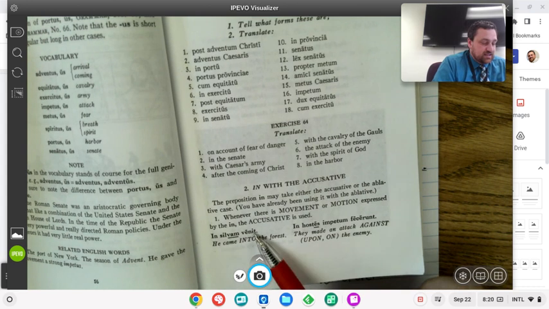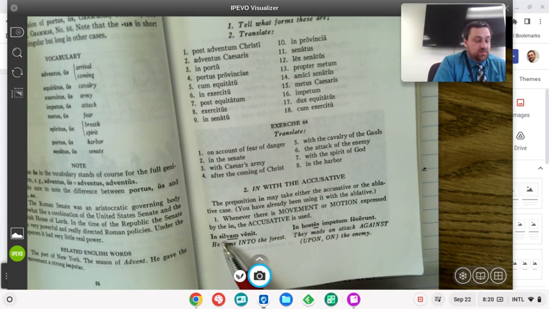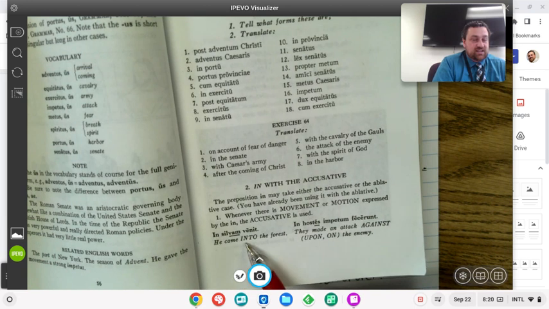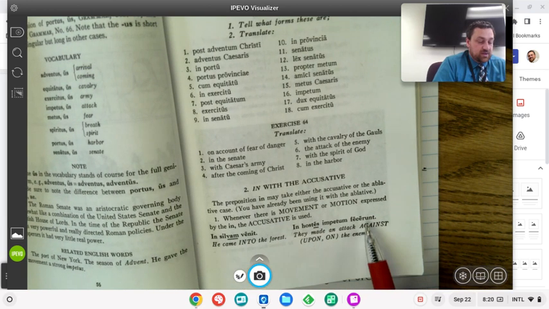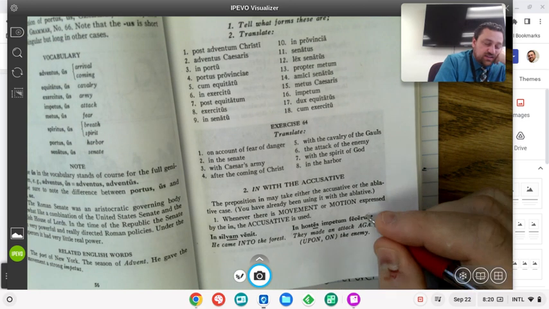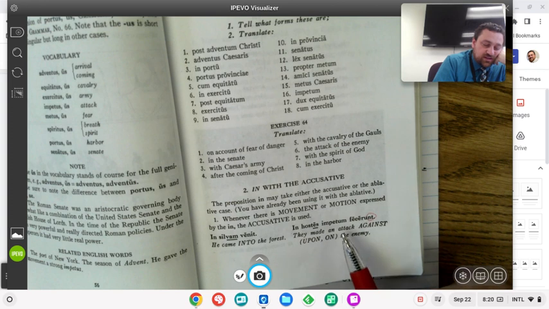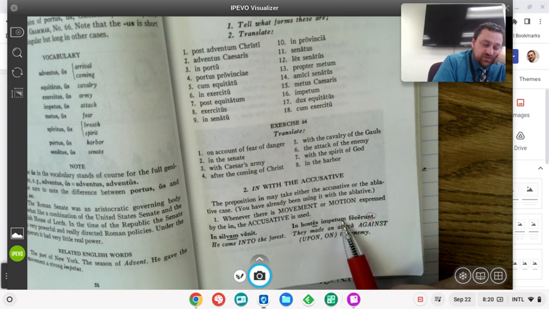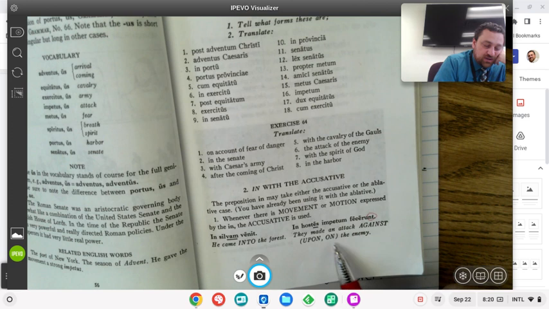So in silvam venit. So he came into the forest. So the in is being translated "into" here. In hostes impetum fecerunt. So they made an attack. So where's the "they" in the sentence? The "they" is on the nt ending. So there's the "they made," and they made an attack. There's attack in the accusative. In hostes, upon the enemy.